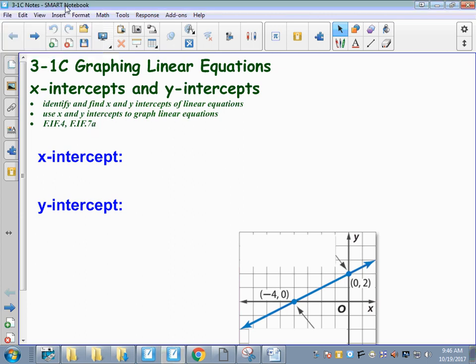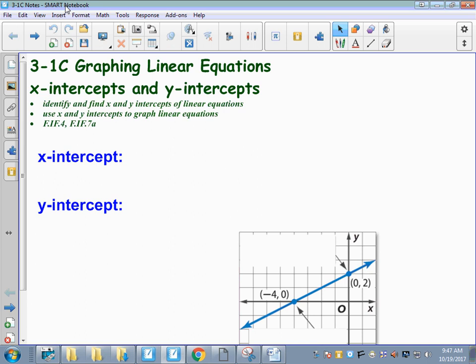These are your 3-1C notes on graphing linear equations. We're going to graph lines again. This time, though, rather than using a table, we're going to use X and Y intercepts. So just another approach, still graphing a line, still the line is all the ordered pairs that work for that equation. It's all the solutions.